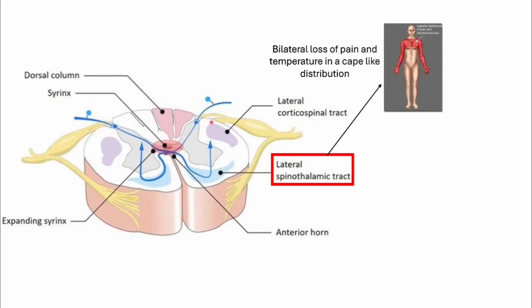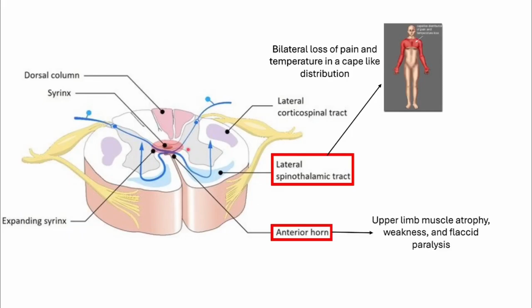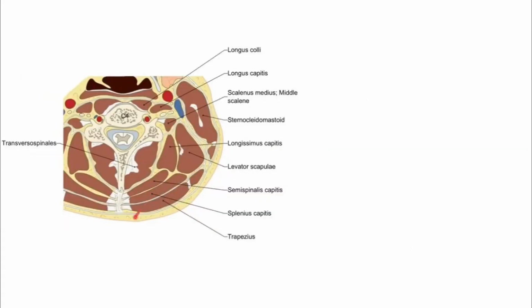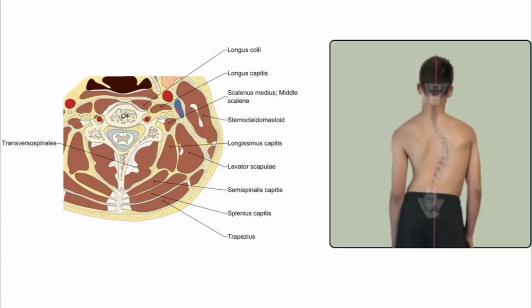And then as the disease progresses and the cavity enlarges, it can affect the lower motor neurons of the anterior horn, causing upper limb muscle atrophy, weakness, and flaccid paralysis. And then it can affect the paravertebral muscles, causing scoliosis, which is a sideways curvature of the spine.